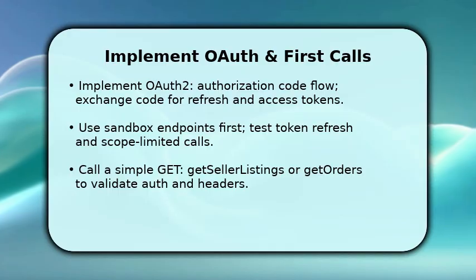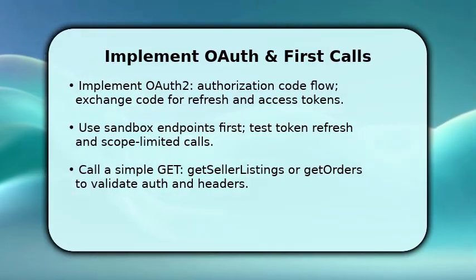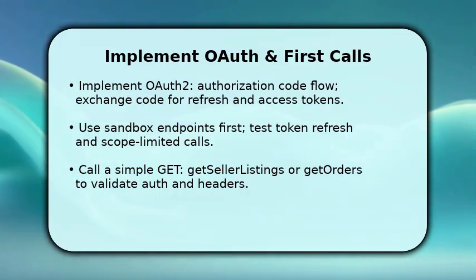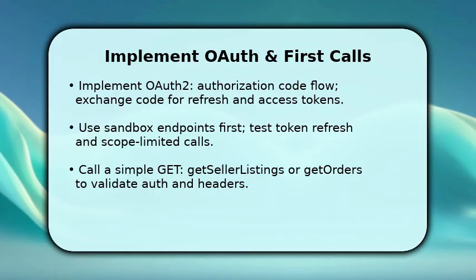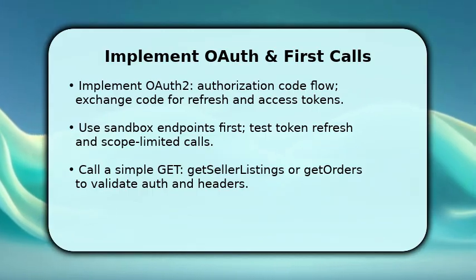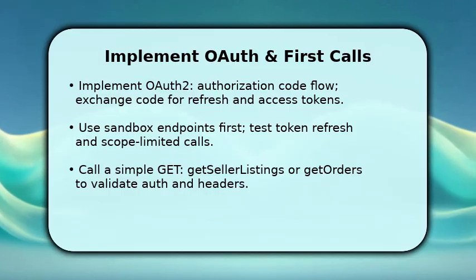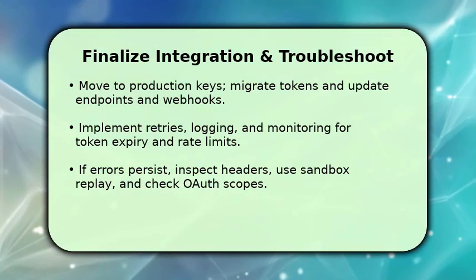Then switch to Sandbox API endpoints and craft one conservative get call, like retrieving listings or orders, including authorization and content type headers. Make sure to handle rate limit headers and exponential backoff on 400. To finish, swap Sandbox keys for production app ID and update endpoints, but preserve token refresh logic and webhook subscriptions.